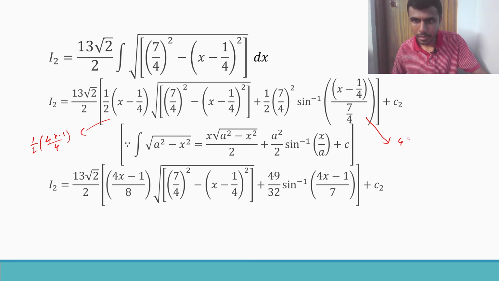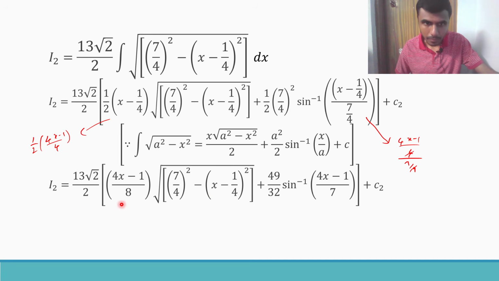If you take LCM, I'm sorry, I fumbled a bit. I'm explaining about the term in the bracket. So if I take LCM, I'd get 4x minus 1 by 4 in the numerator, and in the denominator I have 7 by 4. So this 4 and this 4 will cancel out, so I'm left with 4x minus 1 by 7. That's why I have sine inverse of 4x minus 1 by 7. I hope things are clear for this step.